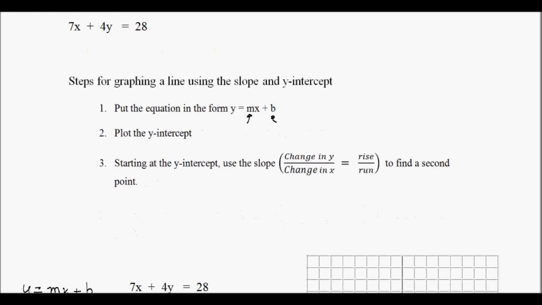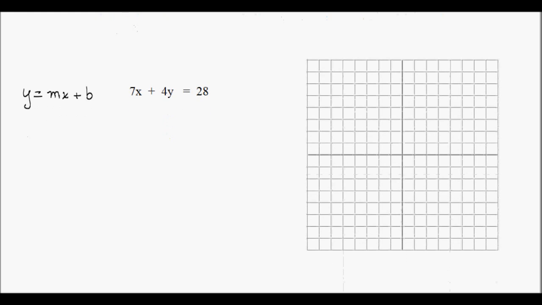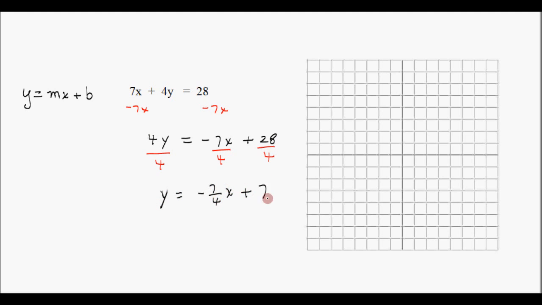So here's how we'll look for this problem. Remember, our first step is to get it in that form. So I got to solve it for y. Well, we subtract 7x from both sides. That gets us 4y by itself. 4y is equal to negative 7x plus 28. We get rid of that 4 in front of the y, so we divide everything by 4. And that gives us y is equal to negative 7/4 x plus 7.